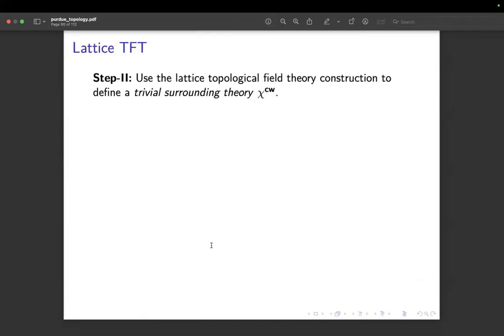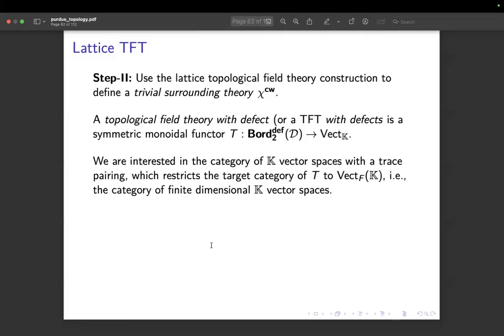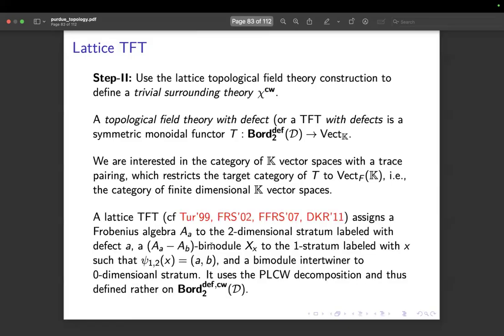Now, the next step is to use the lattice topological field theory construction to define a trivial surrounding theory by CW. As I mentioned, Dr. Rankel's suggestion, and that's what we are going to do here. So a topological field theory with defects is a symmetric monoidal functor from, again, Bord2^def to the category of vector spaces. And we are interested in the category of vector spaces with trace pairing, which restricts the target category to finite dimensional vector spaces.